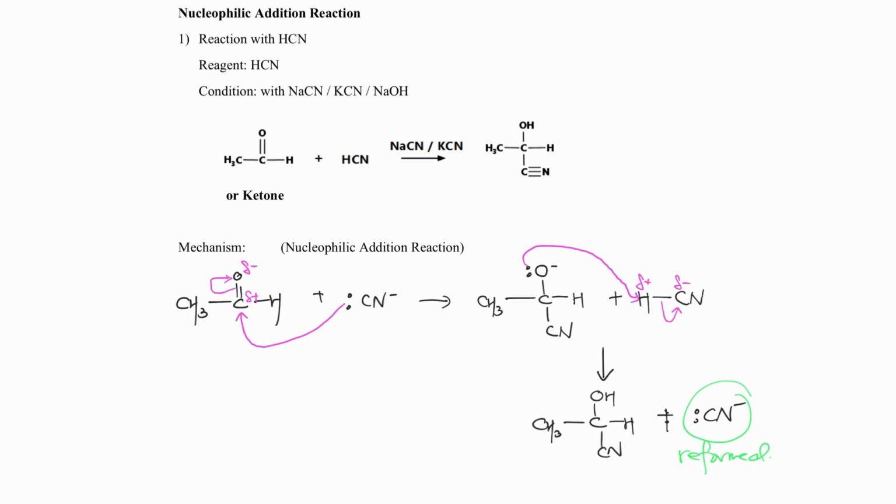So sometimes there will be 1 mark for this, where we show CN minus reform. So this is the mechanism of nucleophilic addition for carbonyl compounds. It will be the same for ketones as well.